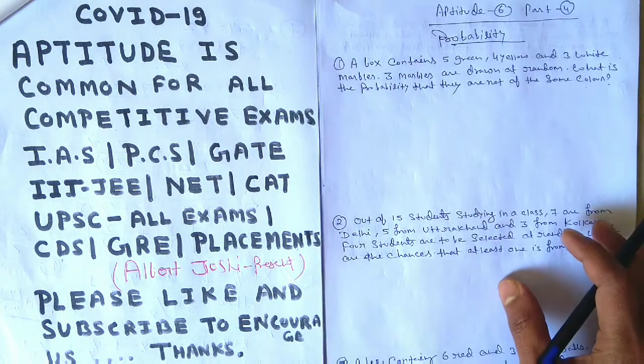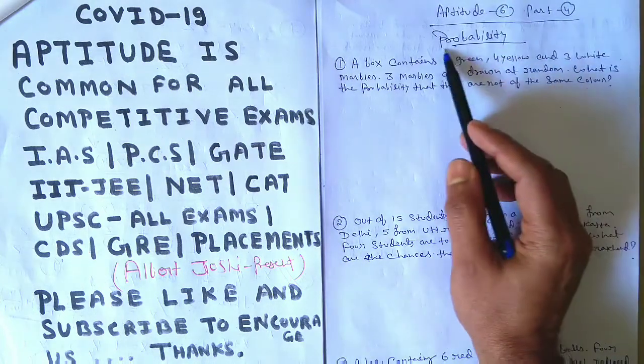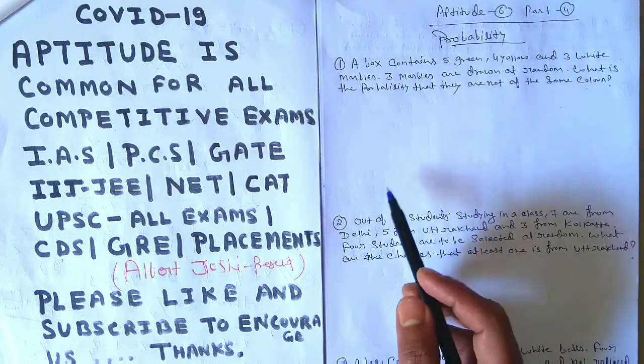Friends, this is aptitude number 6. We are just talking about probability. This is part number 4.